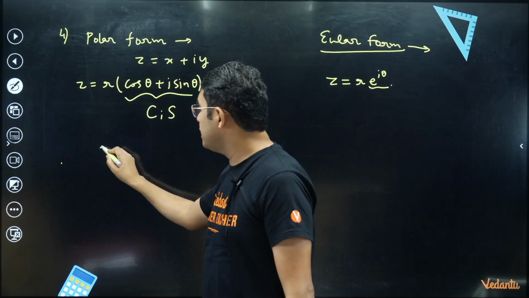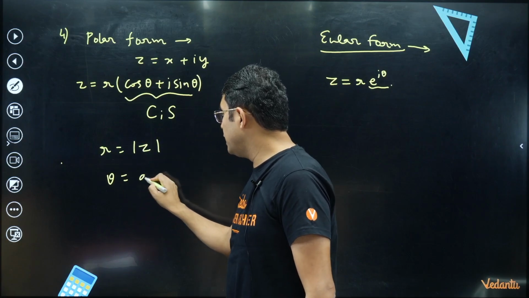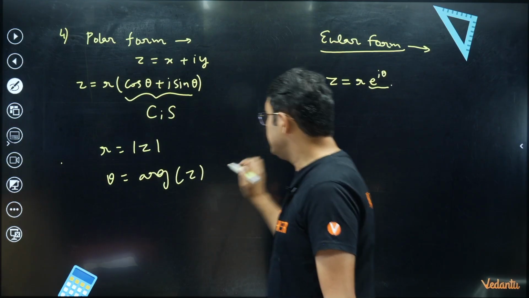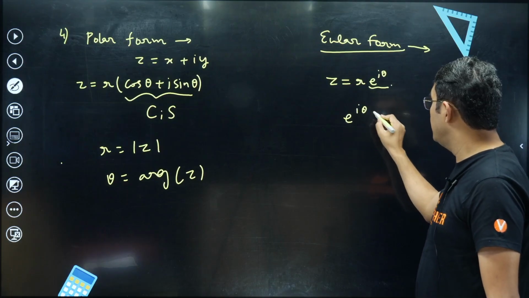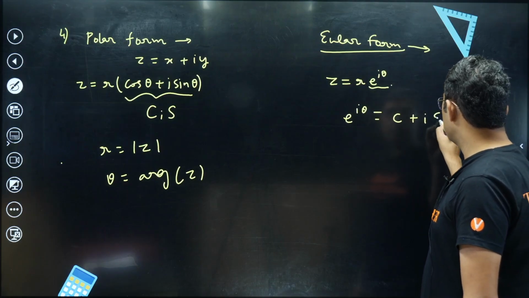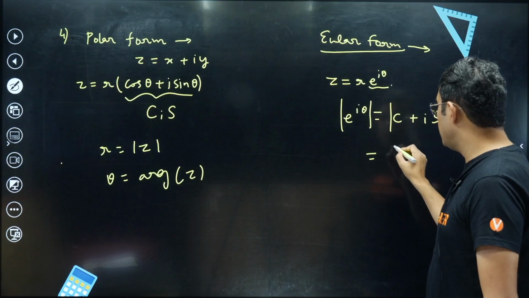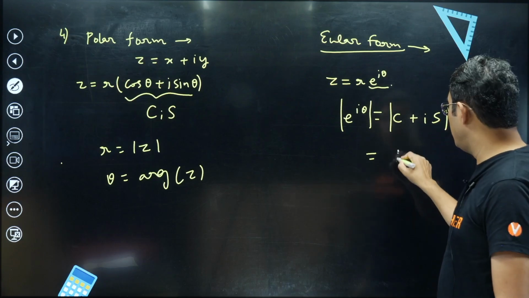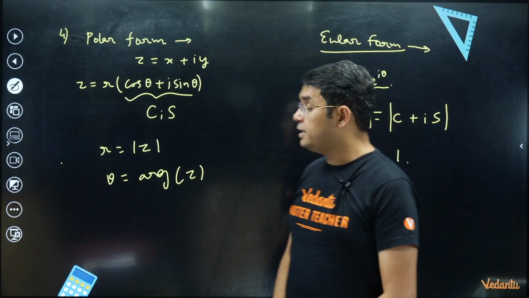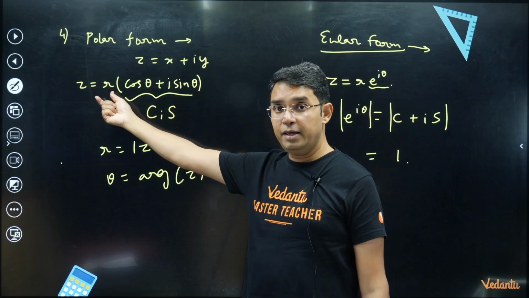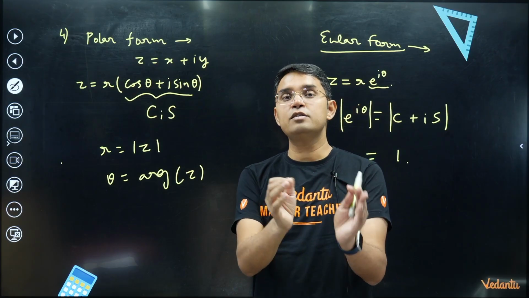Okay, here r is actually the mod of z and theta is the argument of this z. Same thing here also. You can see e power iota theta is equal to cos theta plus iota sine theta. So if you take the mod of this, it will be equal to the square root of cos square theta plus sine square theta, so it will be 1. So we have written the Euler form, polar form, so that the modulus part will be here, and this will be a complex number of modulus 1, you can say.